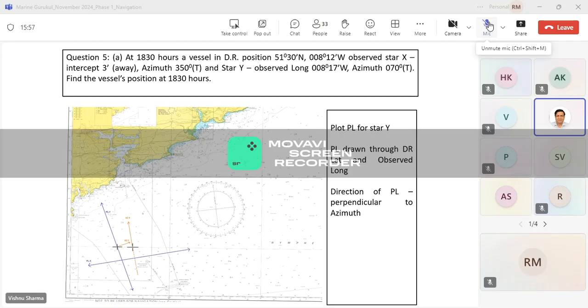Have you understood the two PLs? One drawn for intercept by the intercept method, the other drawn for long by chron. The PLs are represented by single arrows at each end. Am I right, guys? Everybody's good with these PLs?